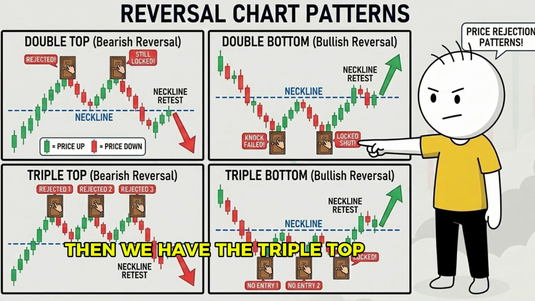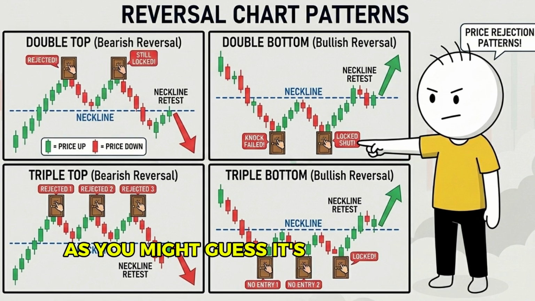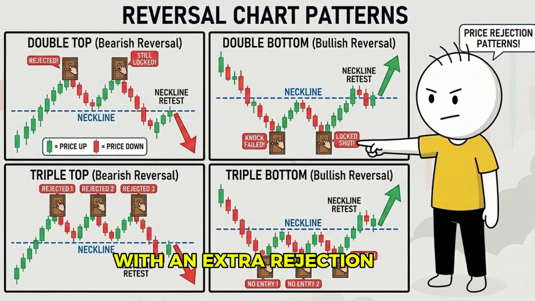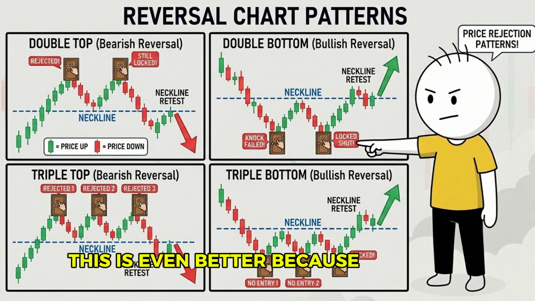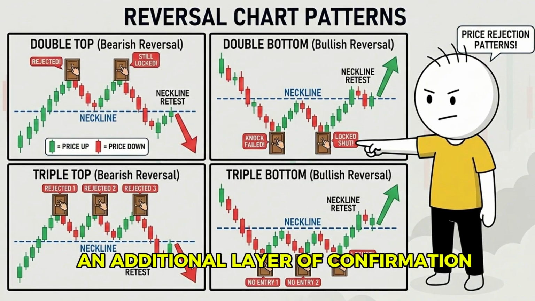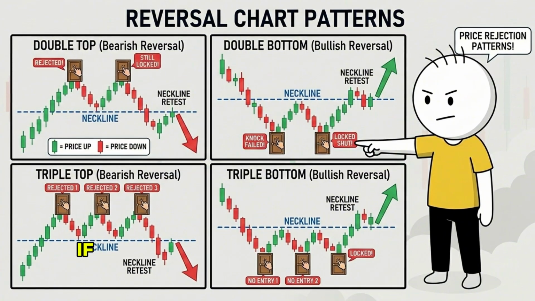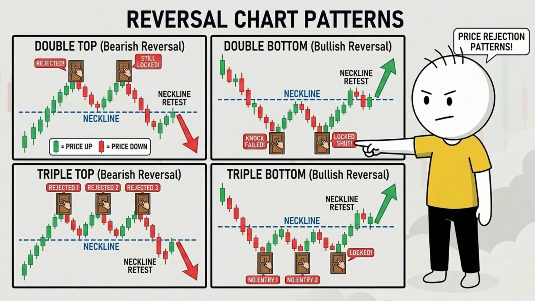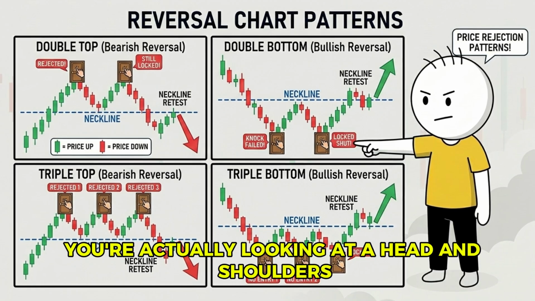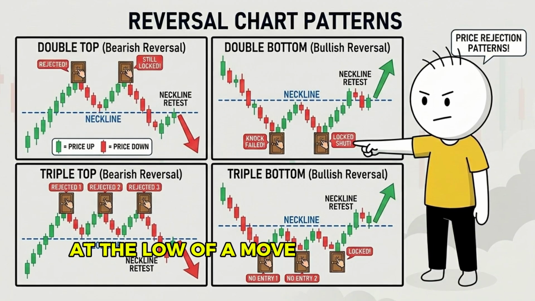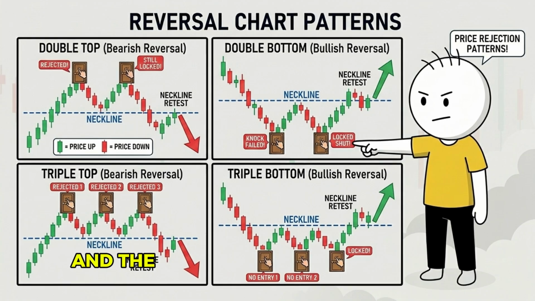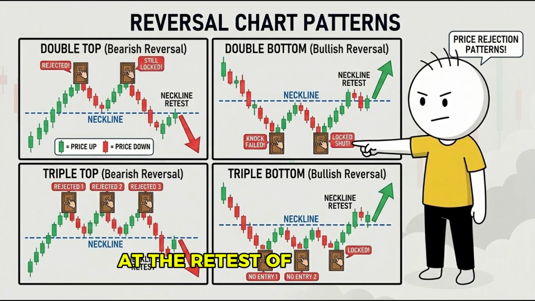Then we have the triple top and triple bottom. As you might guess, it's a double top or bottom with an extra rejection point. This is even better because it provides an additional layer of confirmation that the price is struggling to break a level. Be selective though. If the middle peak is higher than the other two, you're actually looking at a Head & Shoulders. A triple bottom at the low of a move is a very strong signal, and the most effective trade is taken at the retest of the neckline.